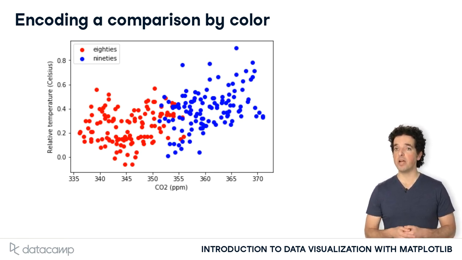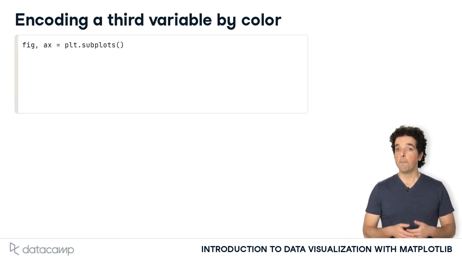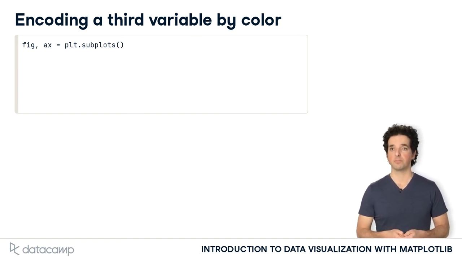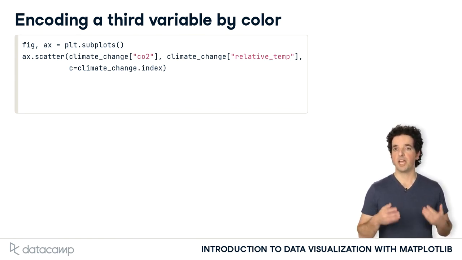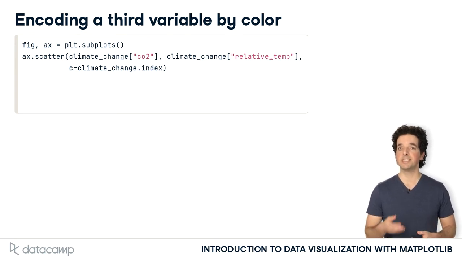Color can be used for a comparison, as we did here. But we can also use the color of the points to encode a third variable, providing additional information about the comparison. In the climate change data, we have a continuous variable denoting time stored in the data frame index. If we enter the index as input to the C keyword argument, this variable will get encoded as color. Note that this is not the color keyword argument that we used before, but is instead just the letter C.